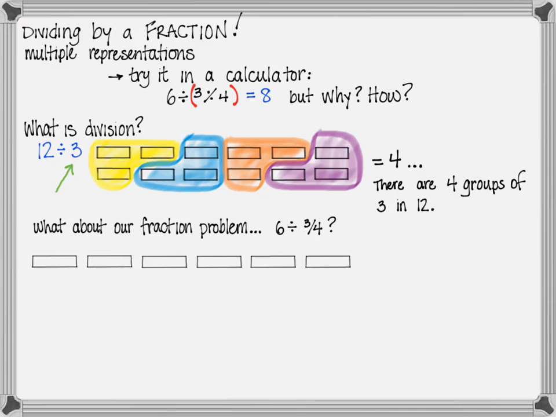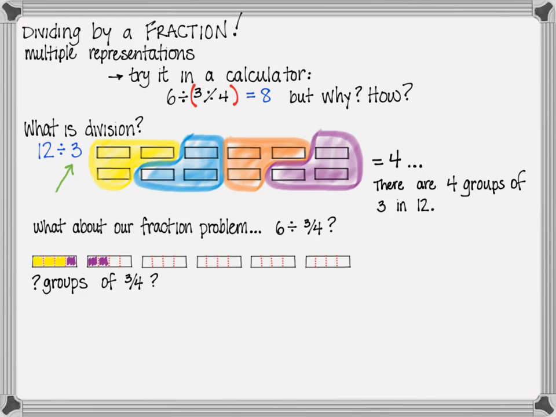Well, here's 6 items, and what we want to know is how many groups of 3/4. Well, to figure out groups of 3/4, we need to divide all of those little squares into fourths. And so you can see that I've made each one of those 4 little squares. And you can count up all those little squares, and you'll find out that there's 24 little squares now. It's still 6 rectangles, but I've divided each one of those into 4 pieces. And we are interested in 3/4.